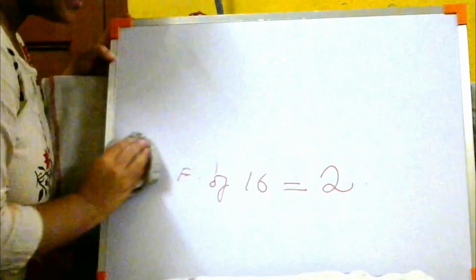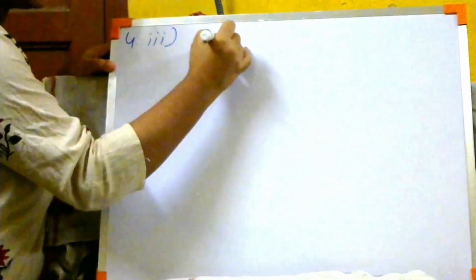Now, let us do the next sum. This was 4 part 1. Let us do 4 part 3. Okay? Wait. 4 part 3, so 4 part 3 is 35, I guess. The sum is 35. The number is 35. Look into your book. 4 part 3 is 35.